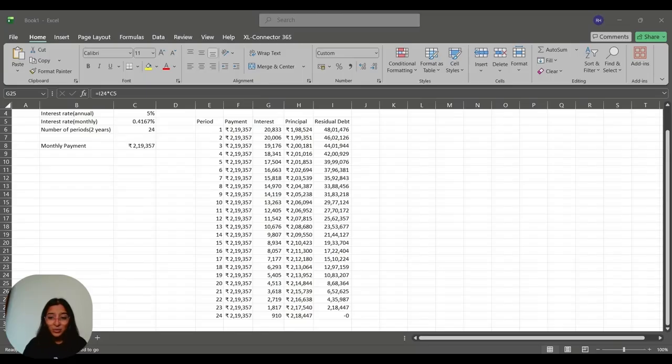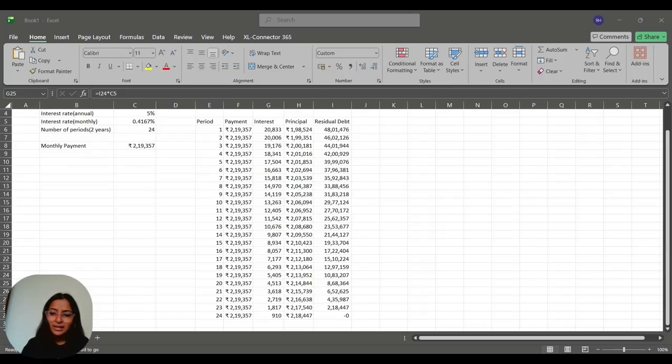EMI loans follow the same structure: the fixed payment, which is the EMI, a declining interest portion, an increasing principal portion, a steadily reducing outstanding balance, and a final adjustment month to close the loan perfectly. This pattern is called the loan amortization curve, and once you understand it, you can analyze any loan intelligently.